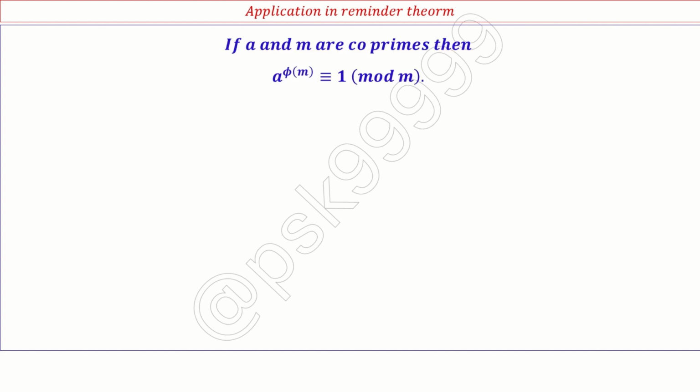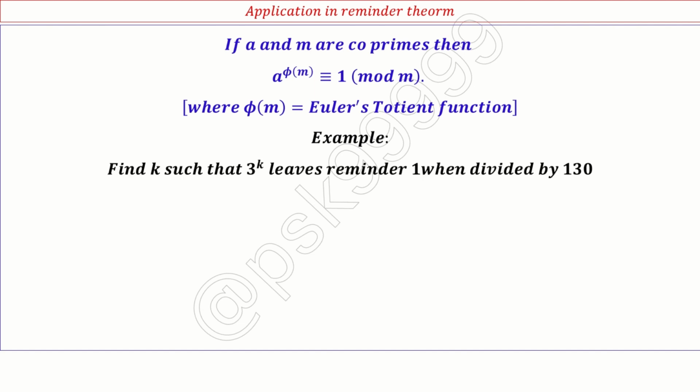So if a and m are co-primes, then a to the power of phi of m is congruent to 1 mod m. Important terms you see: m is the mod, and m is also in phi of m. And a and m are co-primes. Then this is applicable. This is very important to remember. Phi of m is Euler's Totient function.